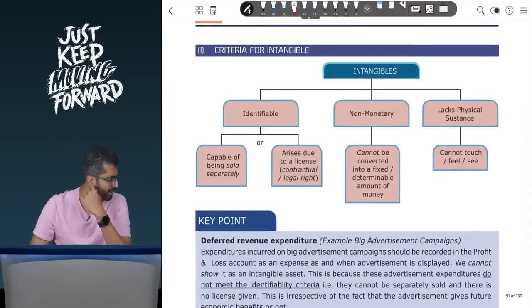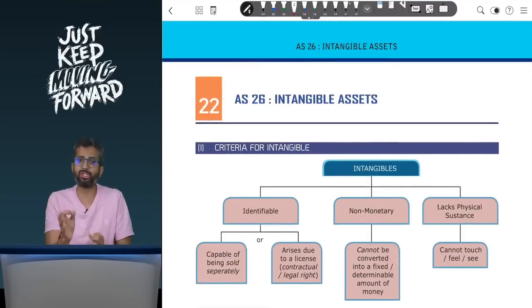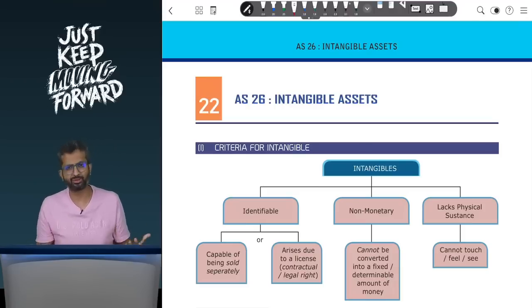Okay, so that kind of takes care of AS25. Next you have AS26. This is intangible assets. I would say this is a smaller miniature version of AS10. If you have done AS10 well, AS26 should be a sail through.